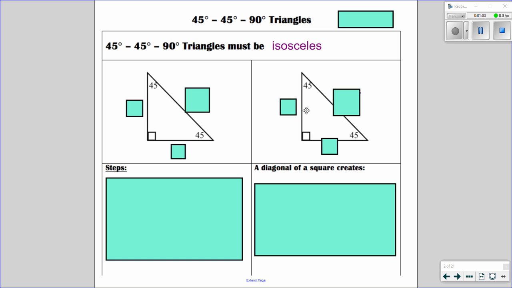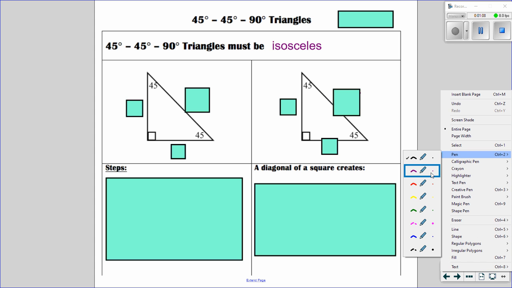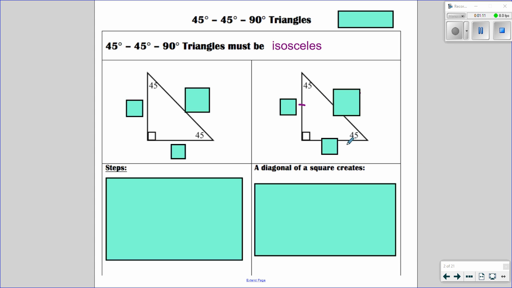So you would see that these two legs, which I will mark, are congruent. So this side and this side are congruent because look at the base. We got 45 and 45. So remember about isosceles triangles, if the base angles are congruent, then the sides are congruent. And vice versa, if the sides are congruent, then the base angles are congruent. So that means this will be n, and this will also be n, because they're both congruent.